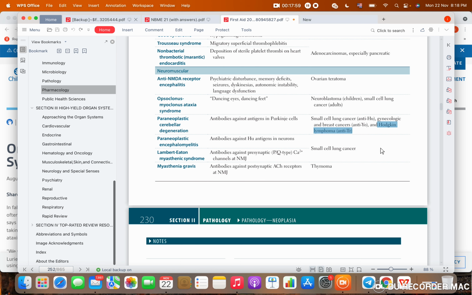And Hodgkin lymphoma, it will be the anti-TR, okay? So I remember somebody said Dr. Hodgkins with Dr. Hodgkins, yeah?